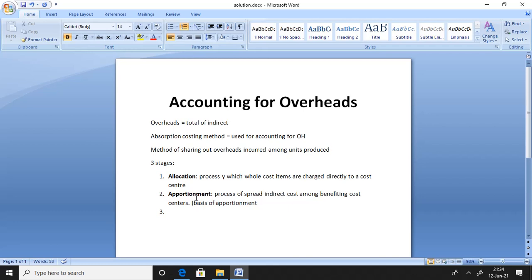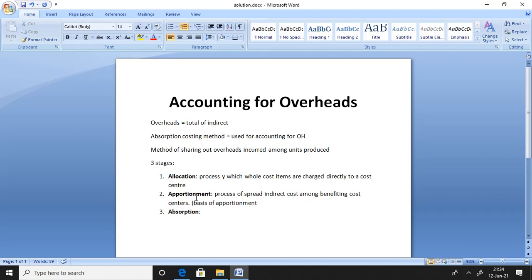And the last stage in having a detailed analysis of overheads is the absorption stage. Absorption of cost is the final stage where all those costs are included into the cost units of the products that have been produced, using, of course, an appropriate rate of absorption.